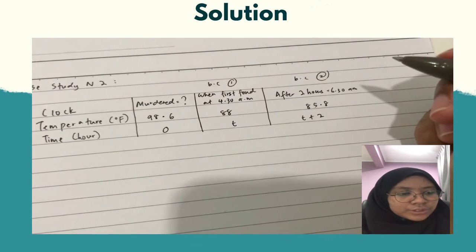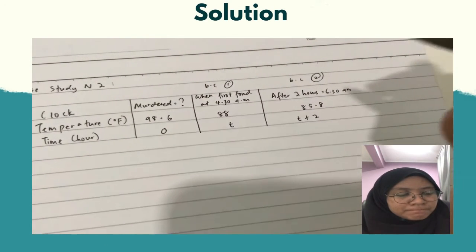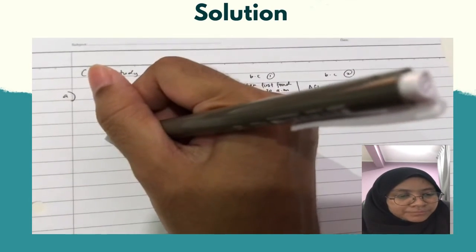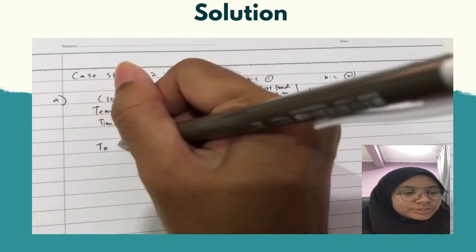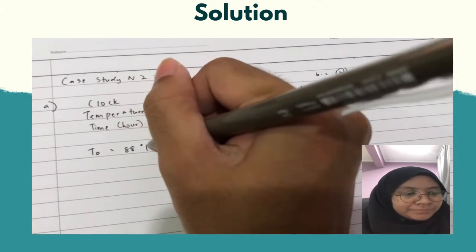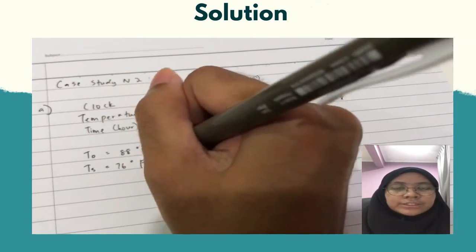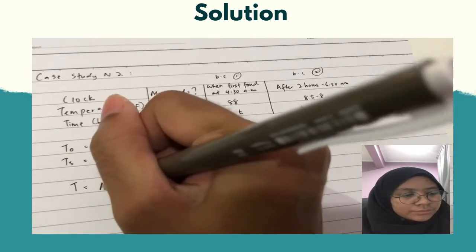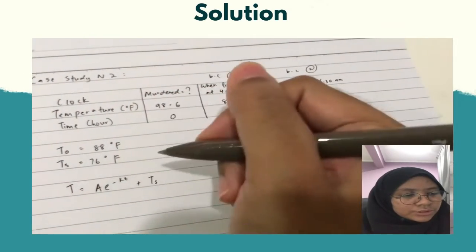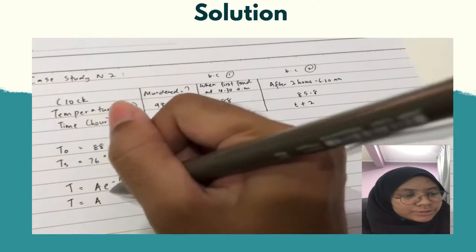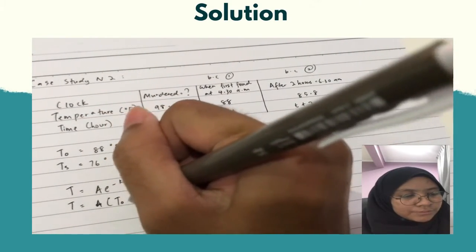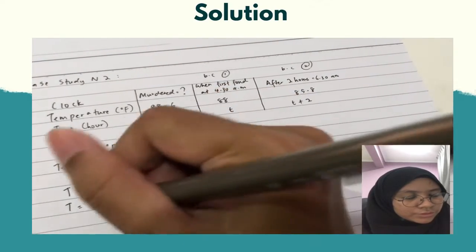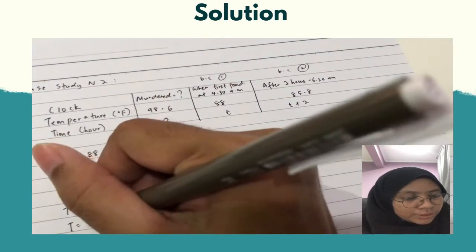So first we have to state the T0, which is the temperature of the body, and the temperature of the surrounding. So for the T0, it is 88 degrees Fahrenheit, and for the TS, it is 76 degrees Fahrenheit. And then from the equation, A is equal to T0 minus TS, exponent negative KT, plus TS. So we can substitute the values from the table that we made before, from the information we got earlier.